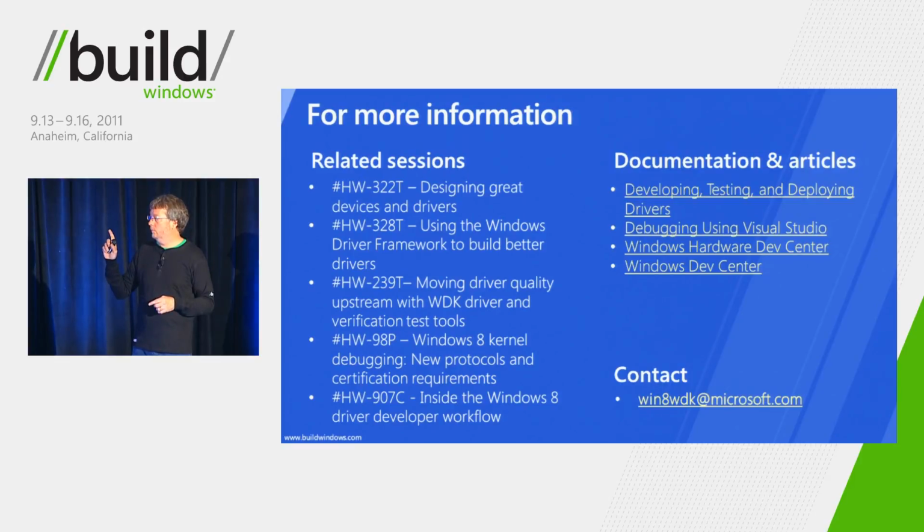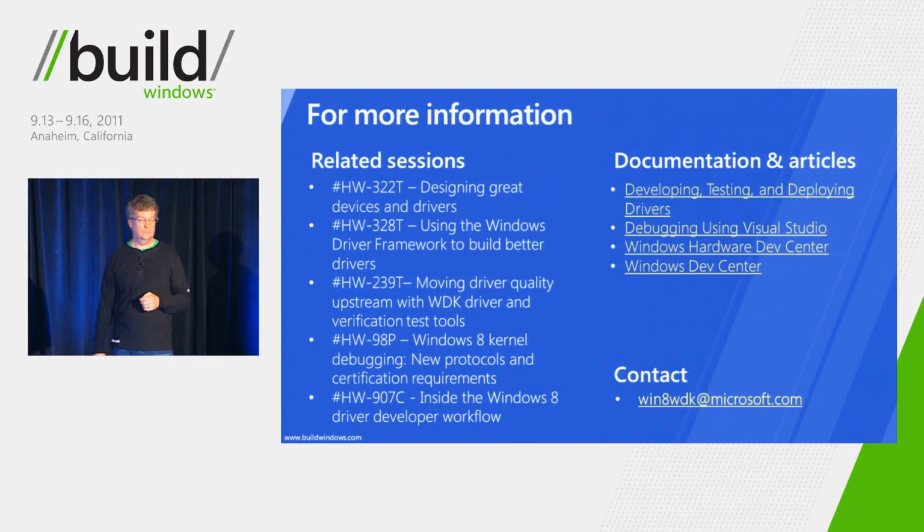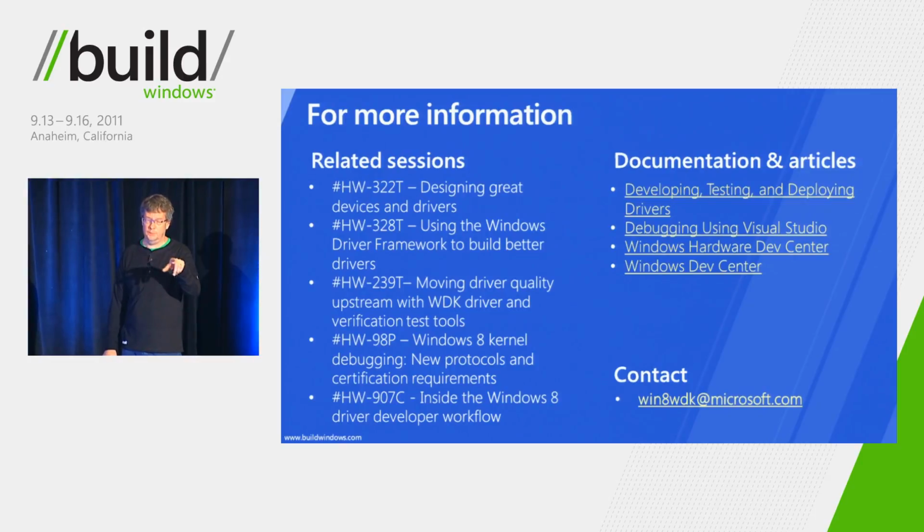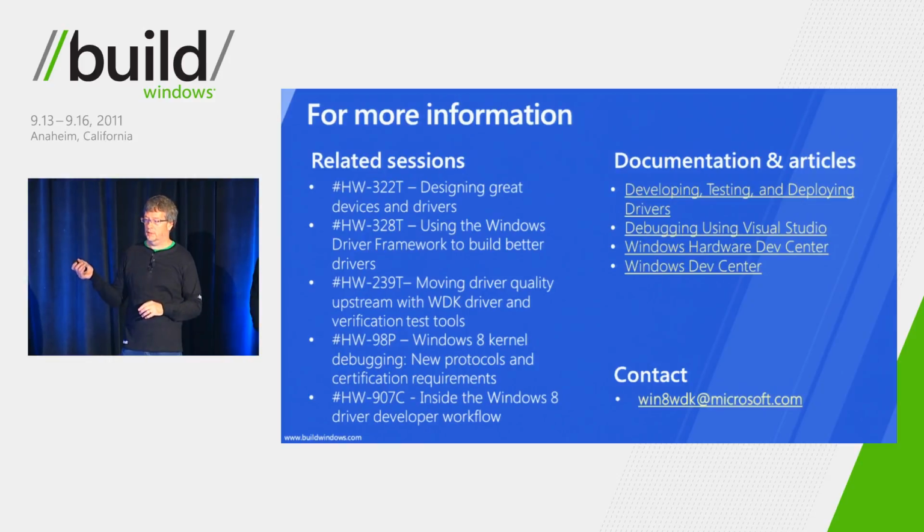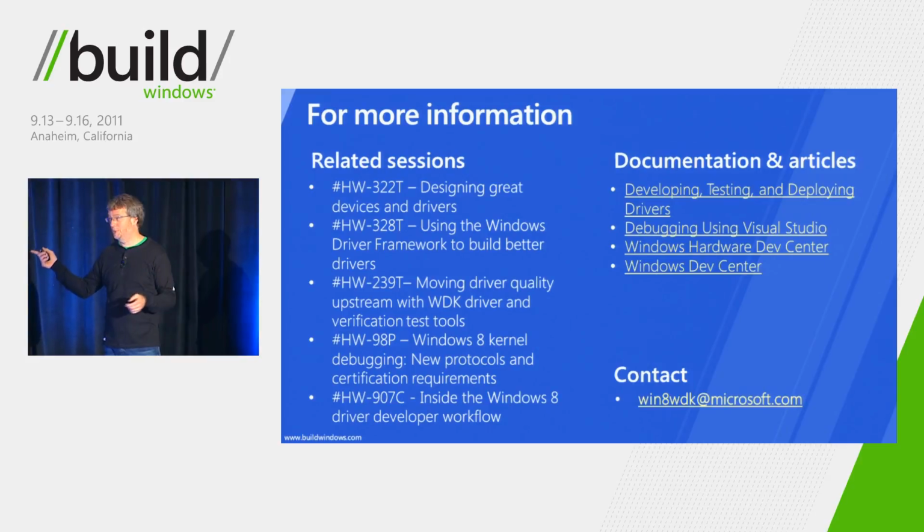The contact alias is win8wdk at microsoft.com. That goes to Daron and me and our test counterpart, who's on paternity leave, so he's probably not going to respond right away. But also some other people on our team. So that's a good alias. There are links again in the materials to some key documentation on MSDN. You can also get there from the Hardware Developer Center.